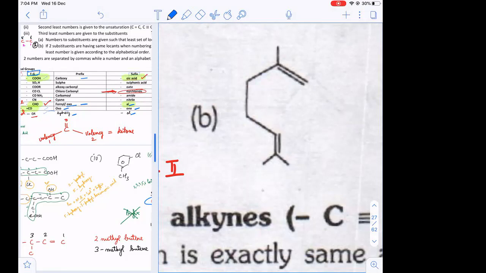About 1 minute is left. Yes, please continue. 2-dimethylheptene. Okay. So let's rejoin and then we'll see whether this is correct or wrong. Please rejoin.